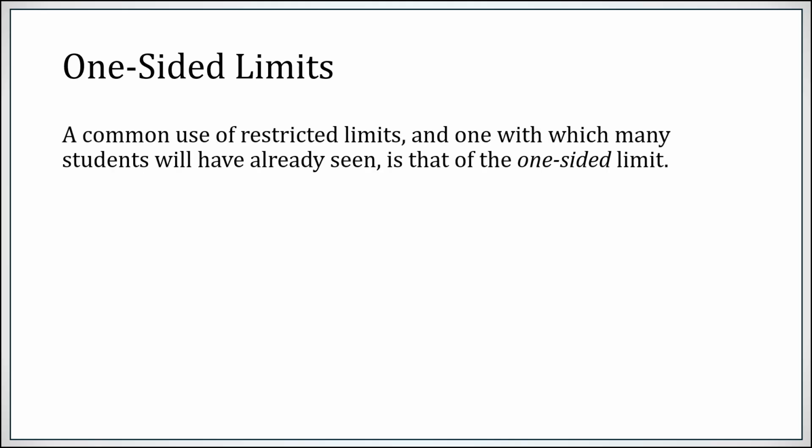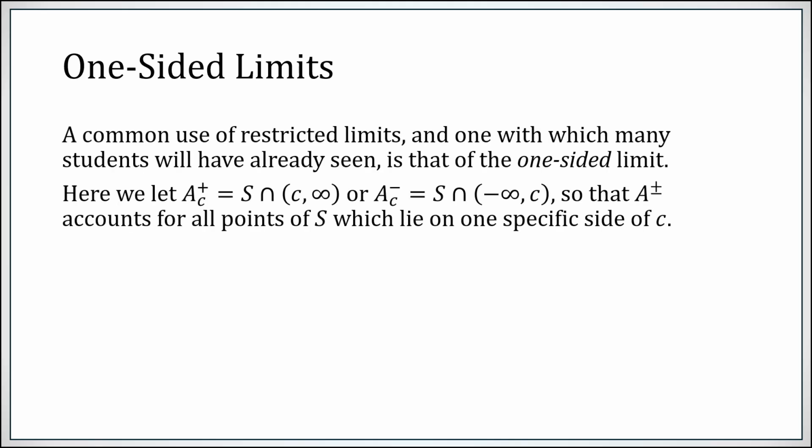The notion of a one-sided limit is really more how we're going to be using restricted limits. So what is a one-sided limit? For any particular value of C, let's define two sets, A plus and A minus. These are simply elements of S that are bigger than C, or elements of S that are less than C. So between the two sets, if you union them, you get all points of S that aren't equal to C.